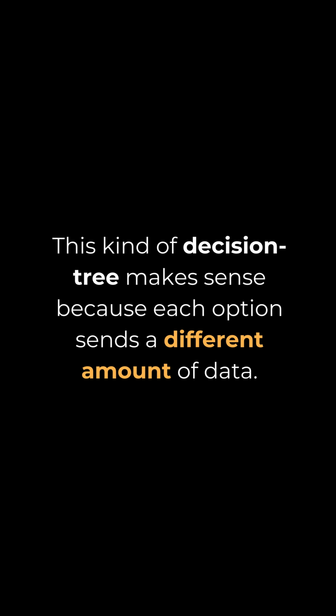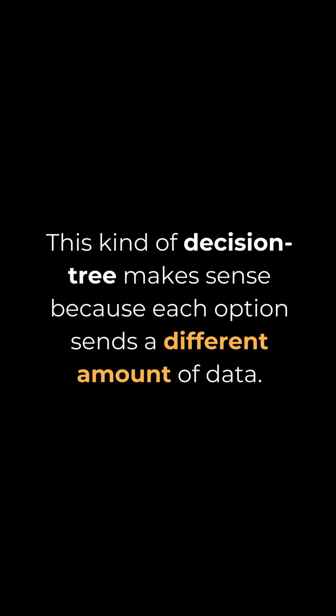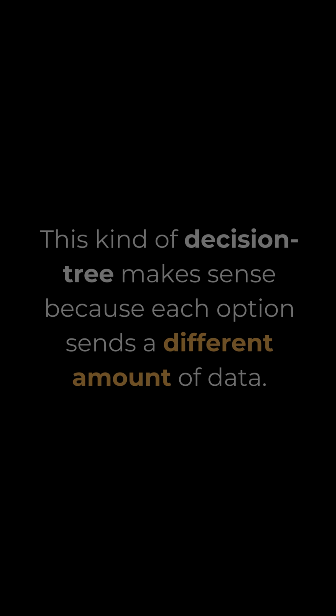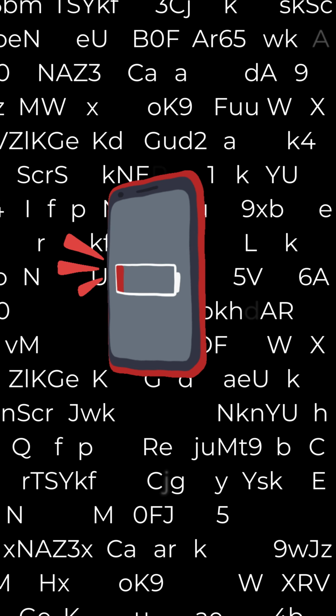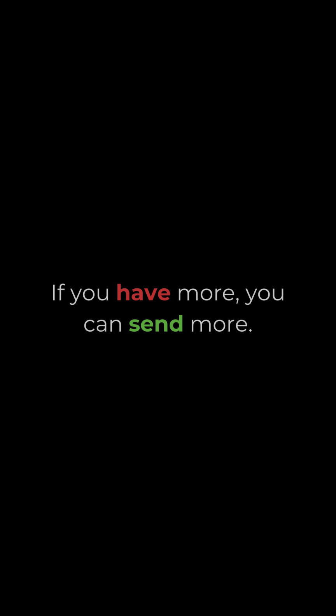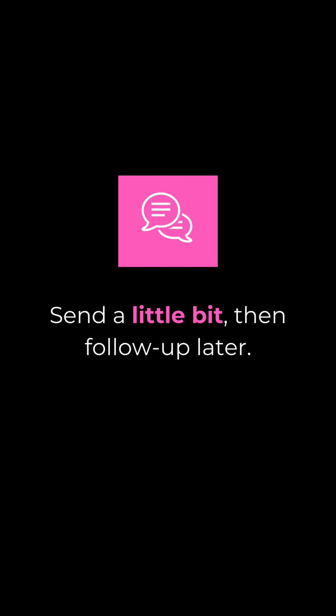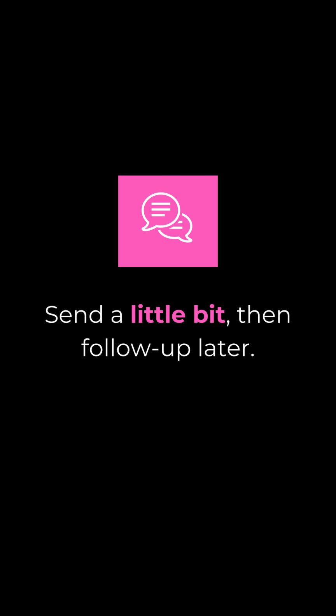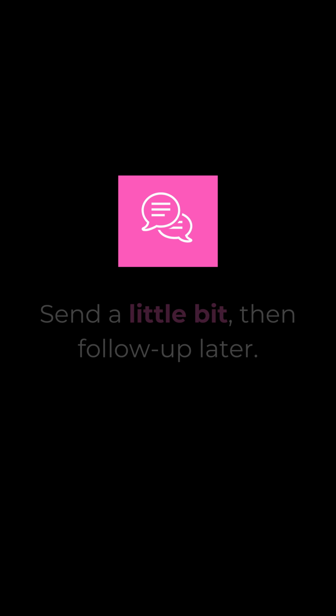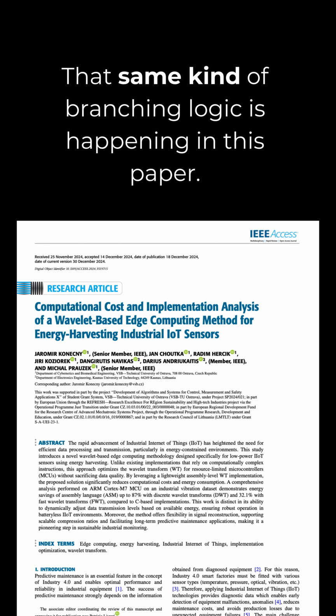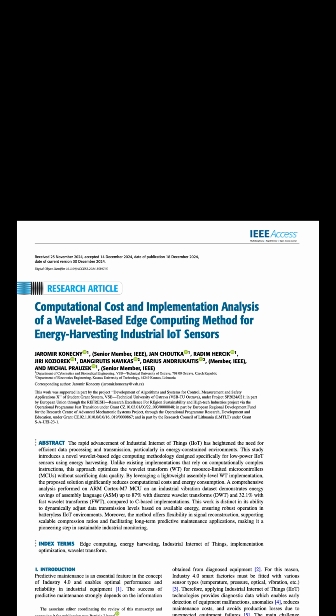This kind of decision tree makes sense because each option sends a different amount of data, and sending data consumes energy. When you don't have much energy, you shouldn't send much data. If you have more energy, you can send more data, and sometimes it makes sense to send just a bit, knowing that you'll be able to follow it up with many more details when you have more power. That same kind of branching logic is what's happening in this paper.